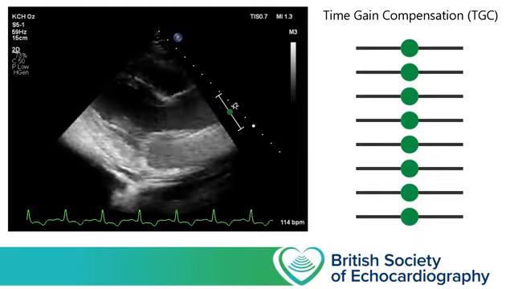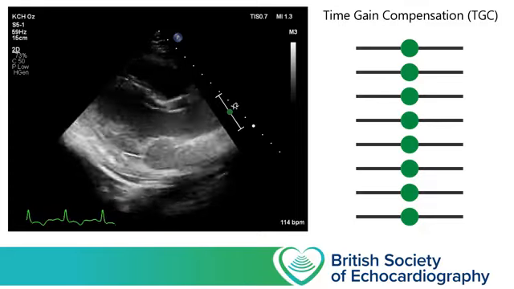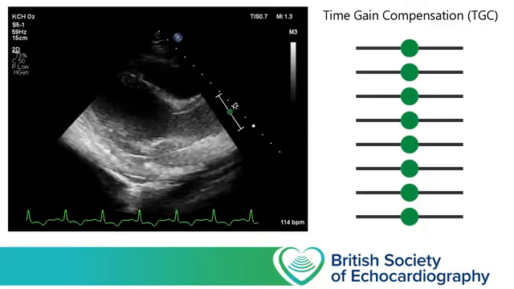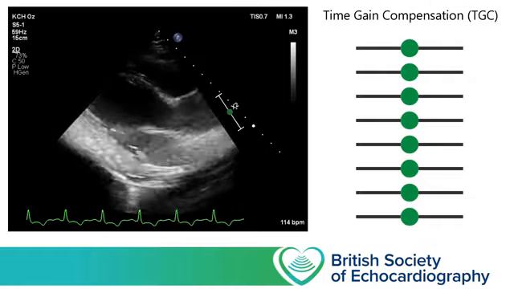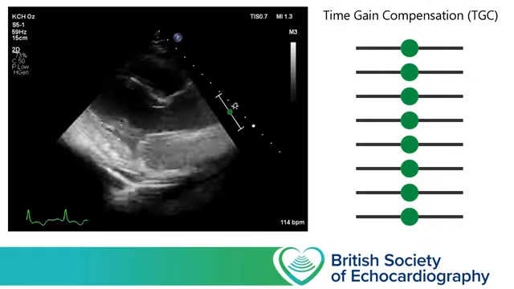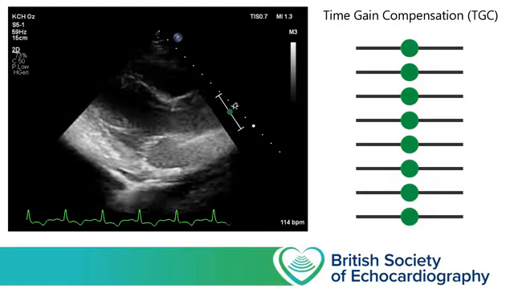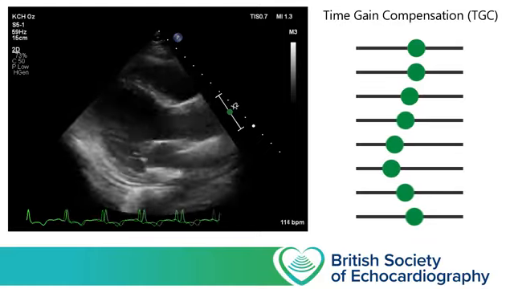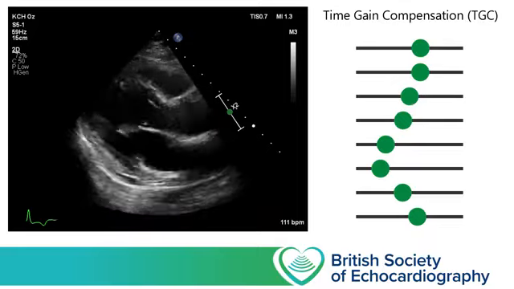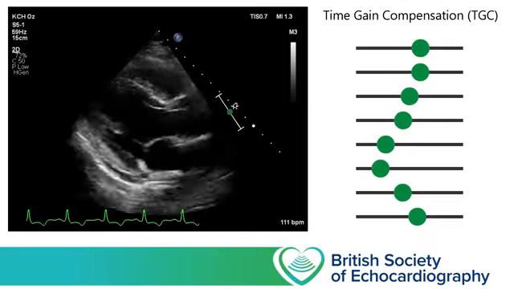So when we have this situation, we can manually override how the image is displayed using the time gain compensation controls. Typically these will be either physical sliders, or if you're using a system with a touchscreen, there'll be sliders on the touchscreen. The controls are then slid to the left or right in order to increase or decrease the brightness of a particular region within the image.